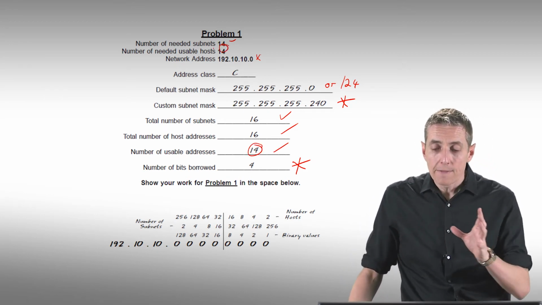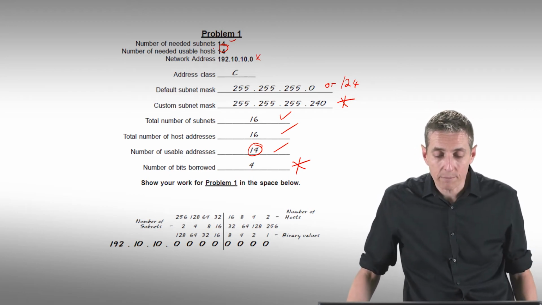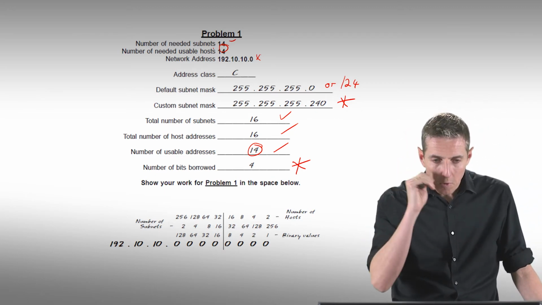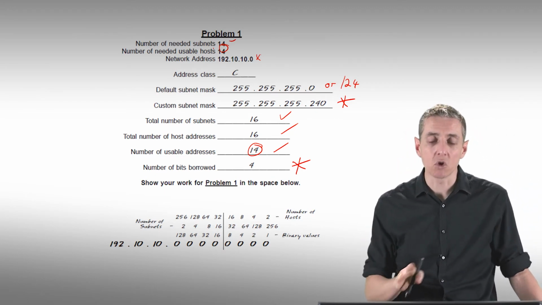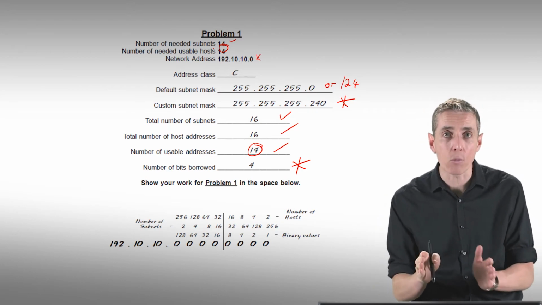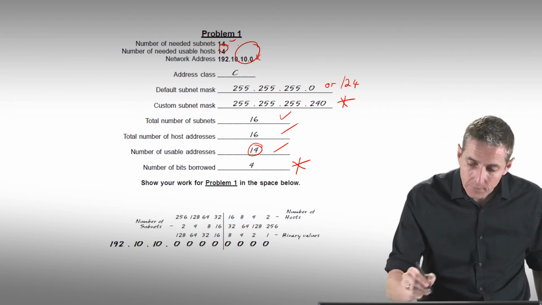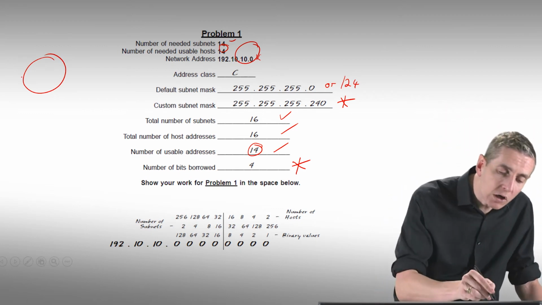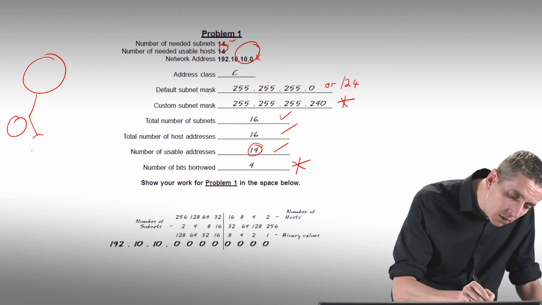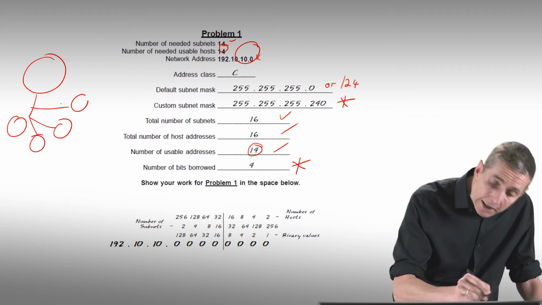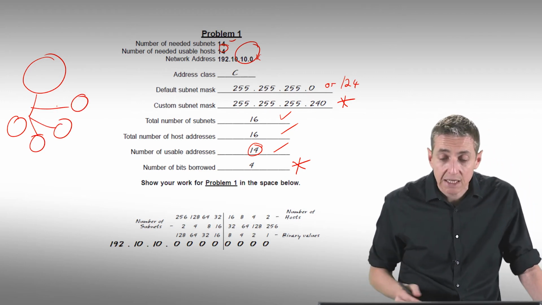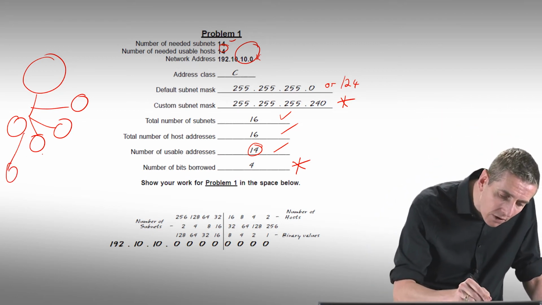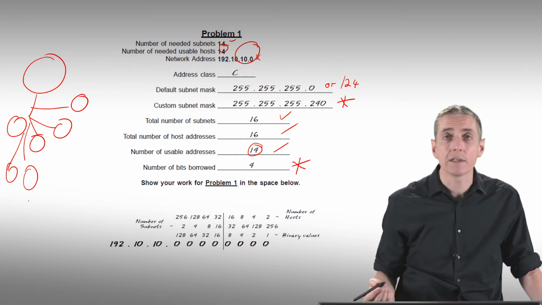Okay. Then the question is number of bits borrowed. Remember, here's what we're doing. We are looking for a subnet ID. So we have one global network up here, and this is just one big circle. We're, however, going to break that into smaller circles, little subnets. And in our case, we're going to break them into what? 16 of them. I won't draw 16, but I'll draw a few more. We get the general idea.